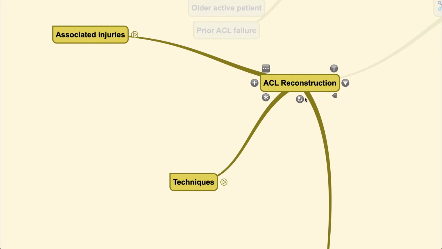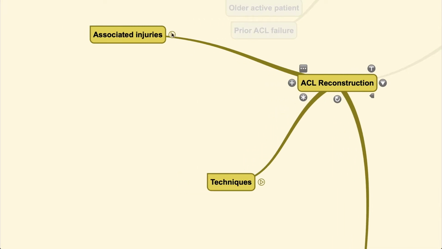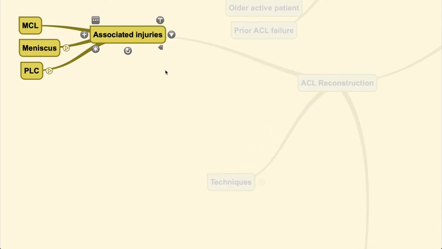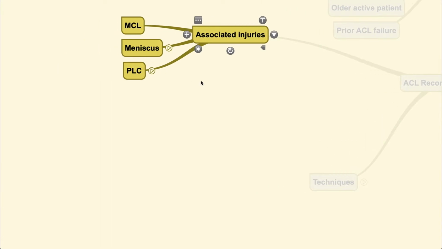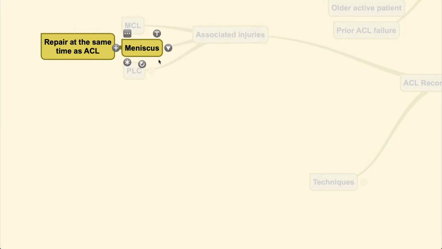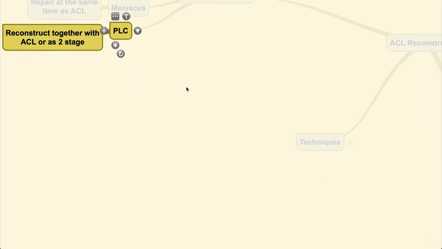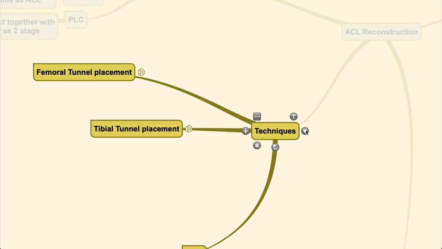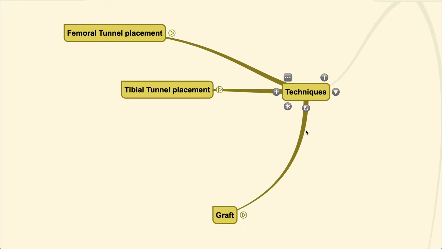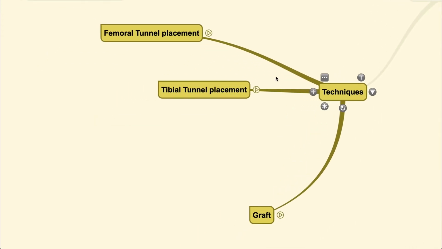For the basic ACL reconstruction, you need to identify first the associated injuries, because ACL injuries are frequently associated with other conditions such as MCL injury, meniscus tear, or PLC tear, and these structures also need to be addressed along with the ACL so that you can obtain a good function following surgery.